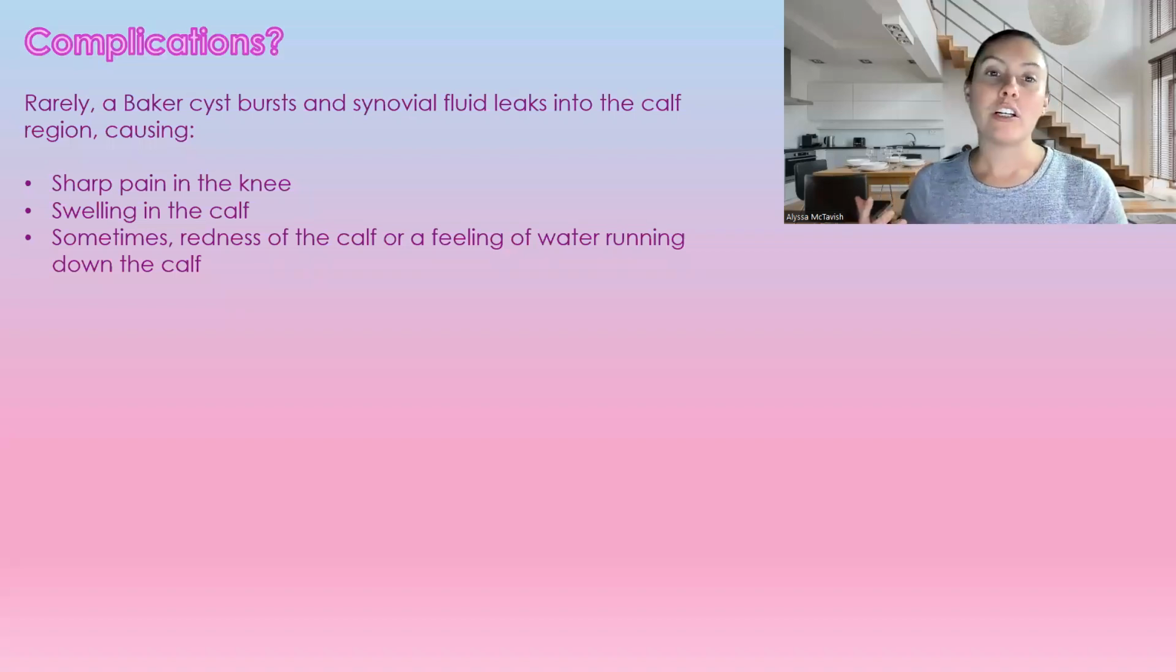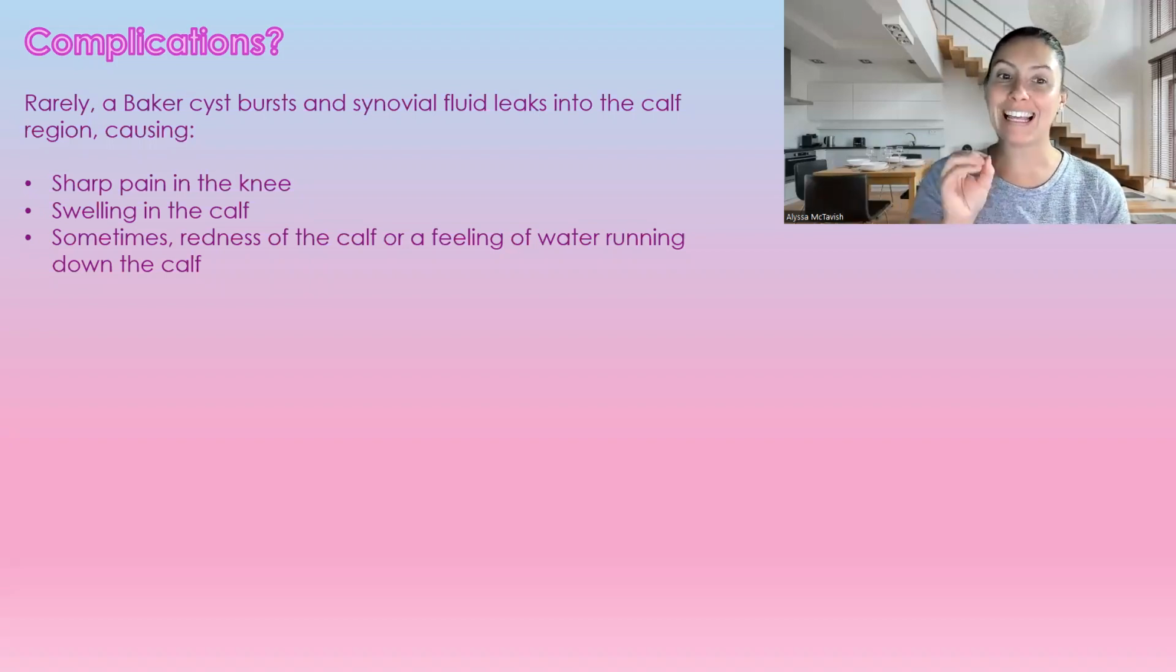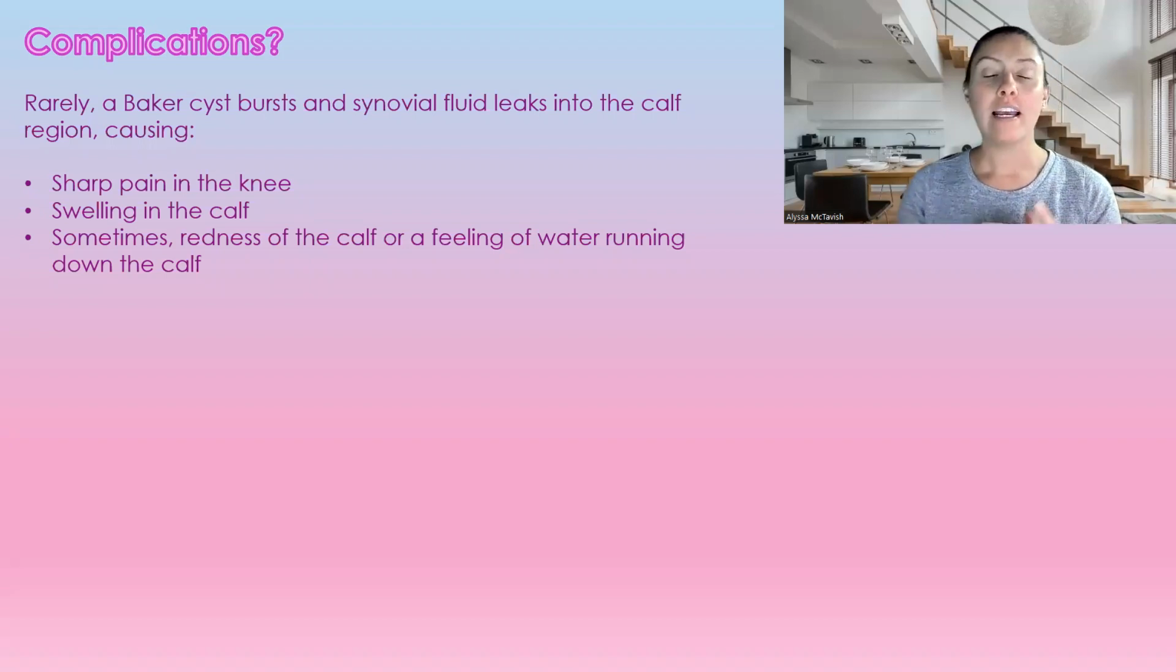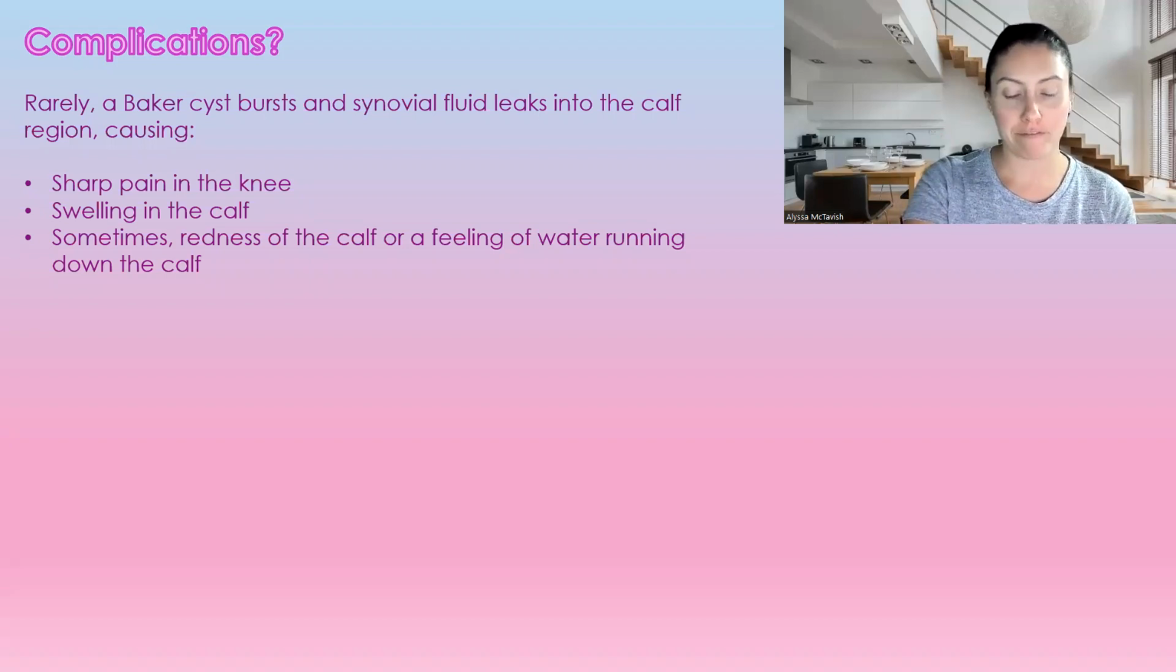So, complications of a Baker cyst. It happens rarely, but sometimes a Baker cyst can burst and the synovial fluid will leak out into the calf region. This will create a sharp pain in the knee. You could have swelling in the calf area and sometimes redness of the calf or a feeling like water is running down the calf.